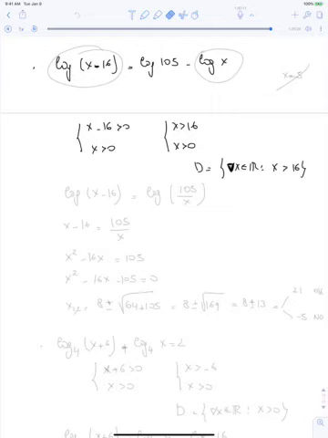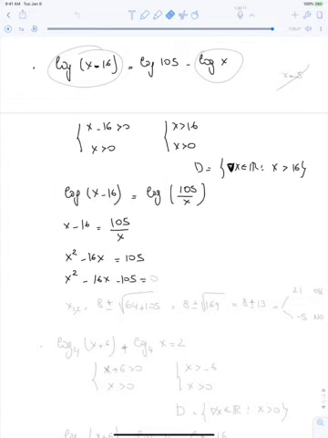Now at this point, we can work on the logarithmic expression. This is the log of x minus 16 equal to the log of 105 divided by x, since there's a negative sign here. And so x minus 16 is equal to 105 divided by x. Well, we know that x is positive, because by definition it has to be greater than 16, so we can multiply both sides by x. So this is going to be x squared minus 16x equal 105. So this is x squared minus 16x minus 105 equals 0.